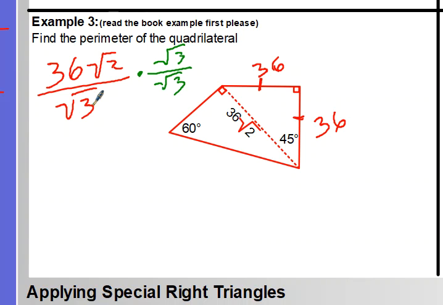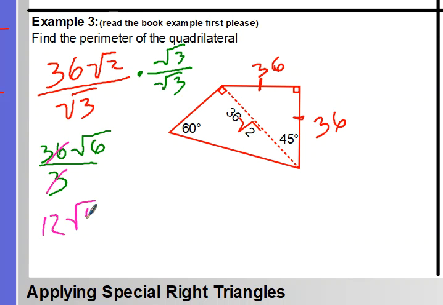So square root of 3 times the square root of 3 is 3. So we get 3 underneath 36, and root 2 times root 3 is root 6. Now I can have root 6 in the numerator, that's okay. But I have 36 over 3. That can be reduced. So what does that reduce to? So we get 12 root 6. So this side length here is 12 root 6.